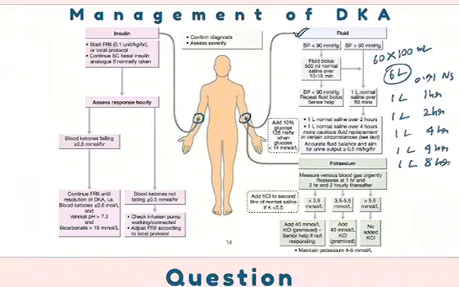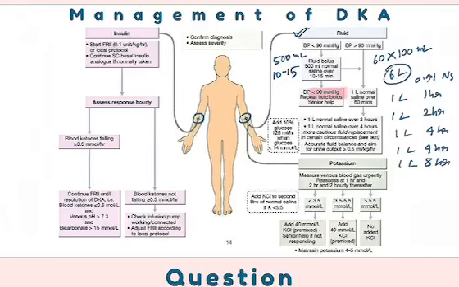If the blood pressure in the patient is less than 90 millimeters of mercury, you have to give 500 ml of bolus normal saline over 10 to 15 minutes at first. And further, you can follow this method.